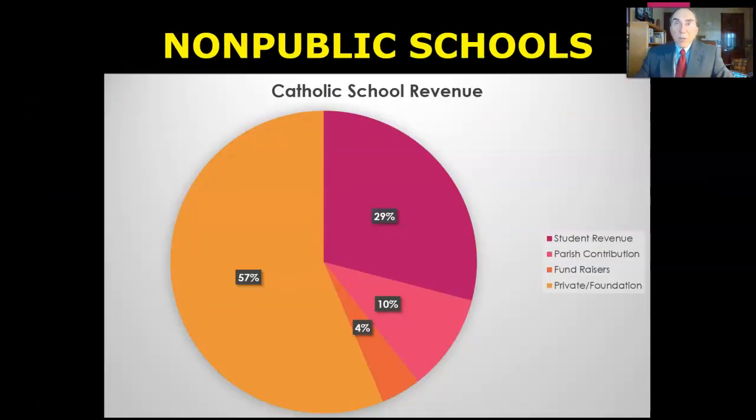Non-public schools typically receive the majority of their local revenue from student tuition. For Catholic schools, the typical local revenue sources are student tuition, averaging 59% of the total local revenue, parish contribution, 29%, fundraising, 10%, private donations, endowments, and corporate or foundation giving, 4%.